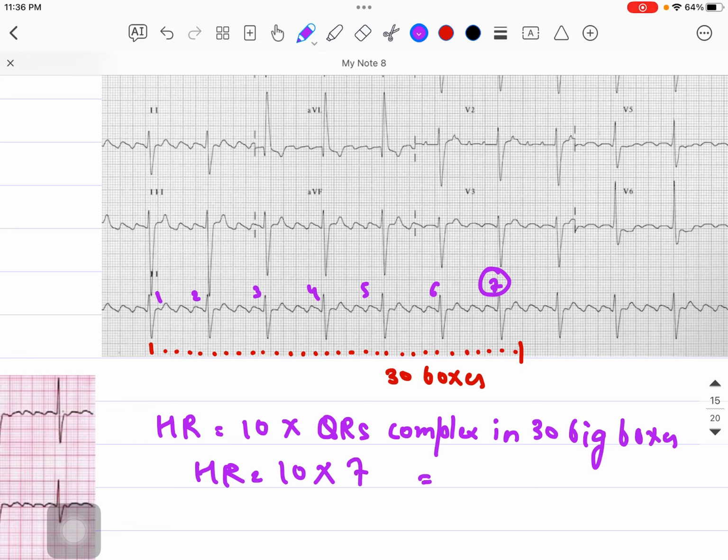So 10 into 7. So for this patient the heart rate became 70 beats per minute. I hope you got the idea. But that is applicable for the patient who is having the irregular RR interval or having the irregular rhythm.